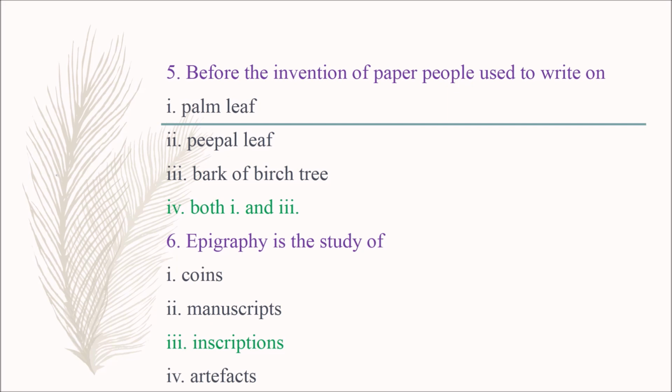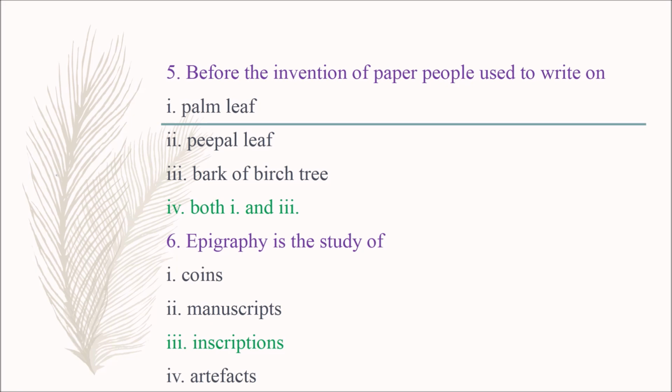Question number 5. Before the invention of paper, people used to write on option 1, palm leaf. Option 2, pipal leaf. Option 3, bark of birch tree. Option 4, both 1 and 3. So the correct answer is option number 4, both 1 and 3. That is palm leaf and bark of birch tree.